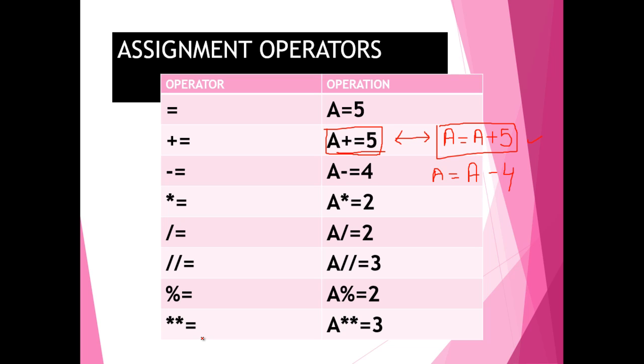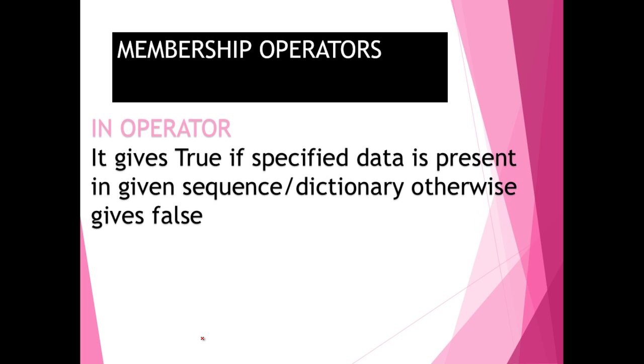Now the next one is the membership operator. We have already discussed the membership operator in our previous lectures. There are two operators: one is the in operator and the other one is the not in operator. What is the purpose of the in operator? It gives true if the specified data is present in the given sequence or dictionary, otherwise it gives false. Let me show you once again what this means.